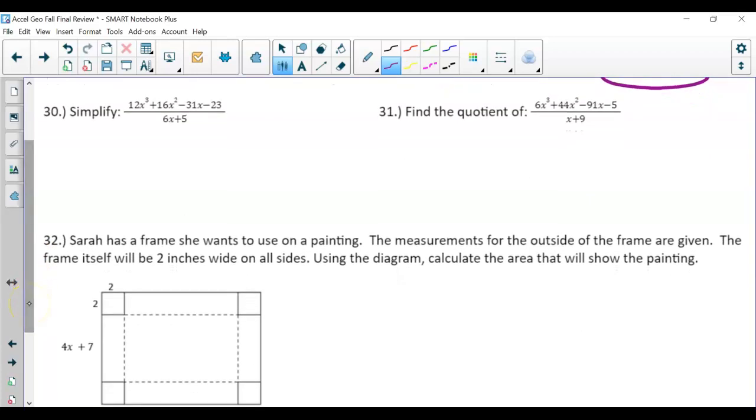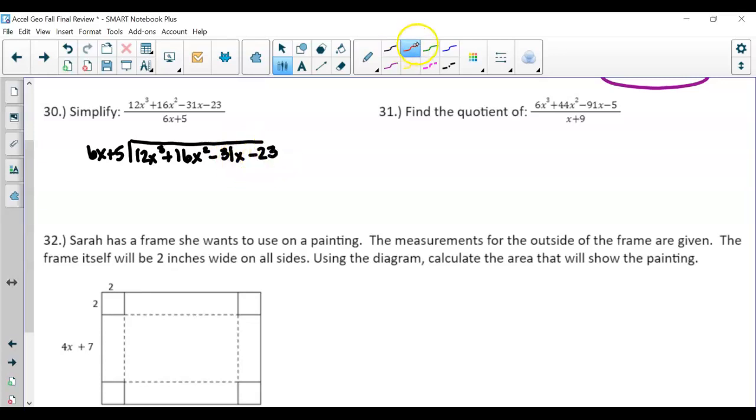So now 30 and 31 are review on just good old division. So notice here we need to do long division. So we'll set this up. So we're dividing 6x plus 5 into our polynomial here. And again, you have to use long division for this one because of that coefficient of x.